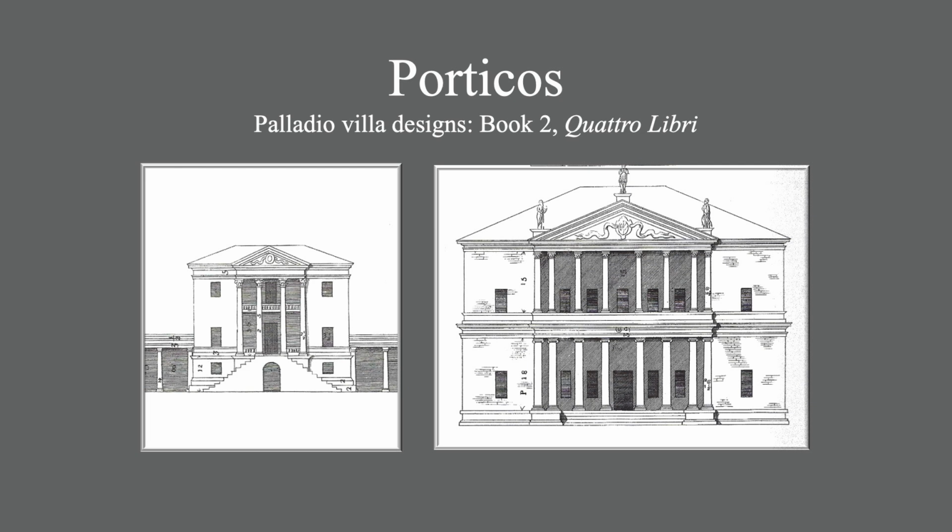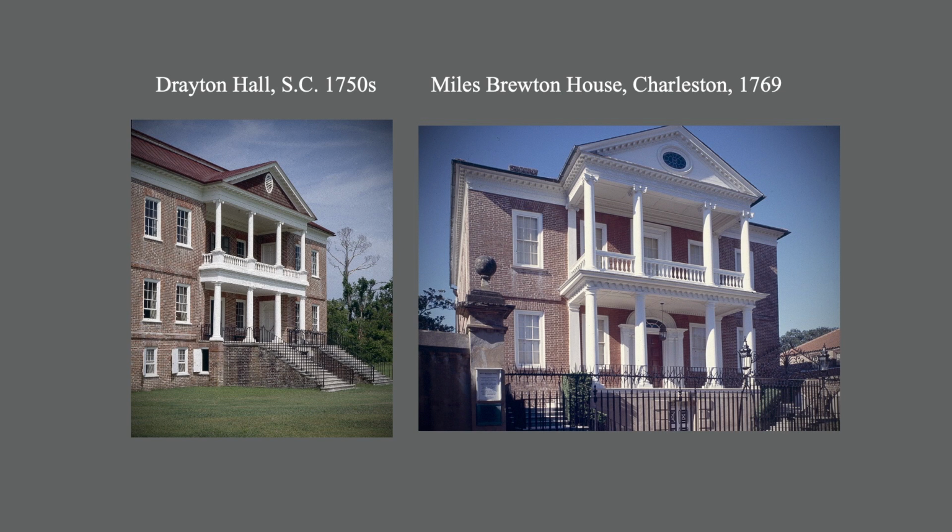And Palladio can also be regarded as the likely innovator of the two-tiered portico, which proved to be especially popular in the southern colonies. Porticos on colonial houses are very rare, but we have two famous South Carolina colonial mansions fronted by two-tiered porticos, Drayton Hall and Charleston's Miles Brewton House.